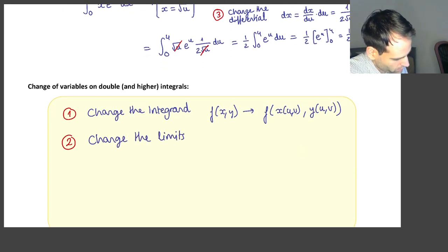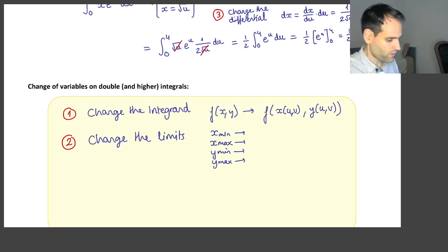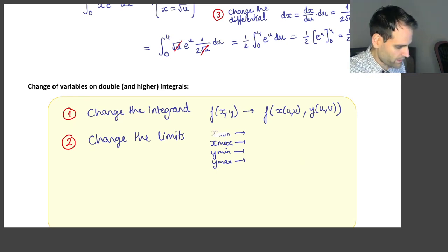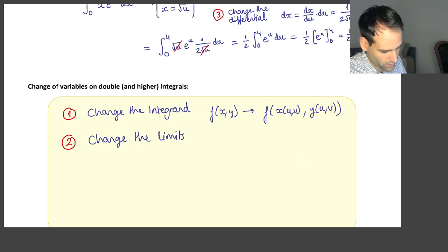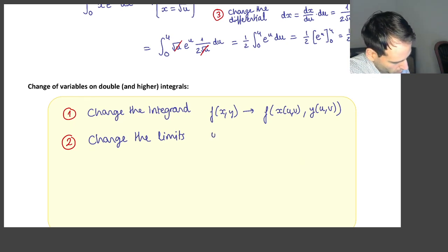Step two is change the limits. And that's very easy. You have the lower limit for x, the upper limit of x, the lower limit for y, and the upper limit for y, and you need to change that into u and v. Okay? Normally, this is not simply substitution of values, but actually you need to write your new area, write your area of integration using the new limits.